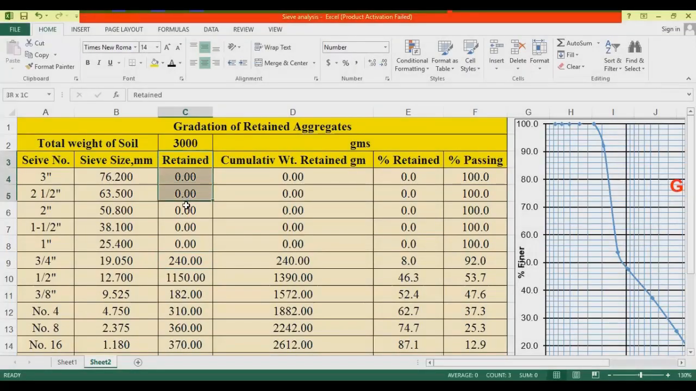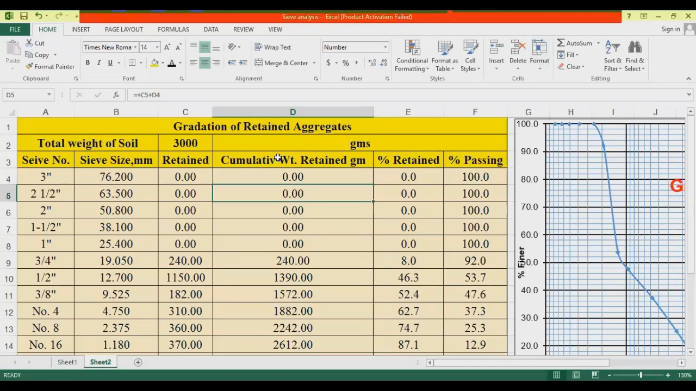Now the third column represents the weight retained on each sieve. You can see from 3-inch sieve till 1-inch sieve, nothing was retained, and on 3/4-inch sieve, 240 gram of the material out of the 3000 was retained. Similarly, on 1/2-inch sieve, 1150 gram of the material out of 3000 was retained.